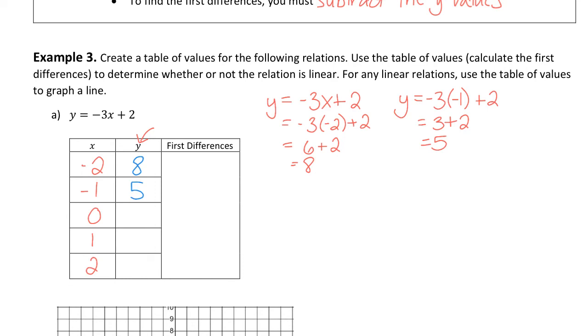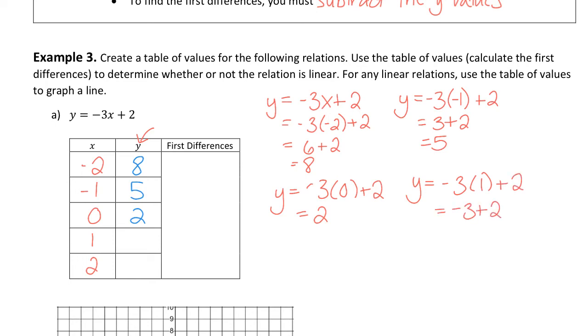Then I'm going to plug in 0. So this is -3 times 0 plus 2. That's just 0 plus 2, which is 2. Then I have -3 times 1 plus 2. That's -3 plus 2, which is -1. And lastly, I have -3 times 2 plus 2, which is -6 plus 2, which is -4. And I plug that into my table.